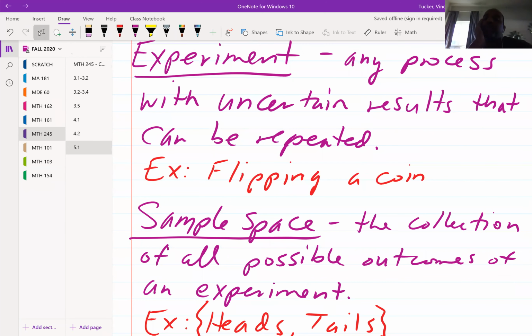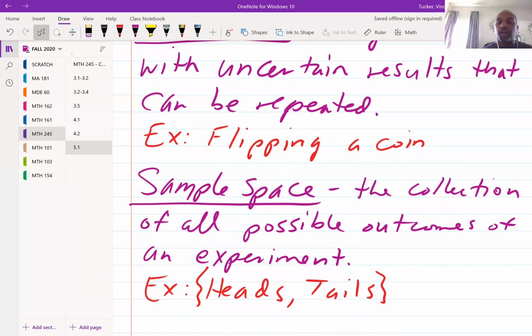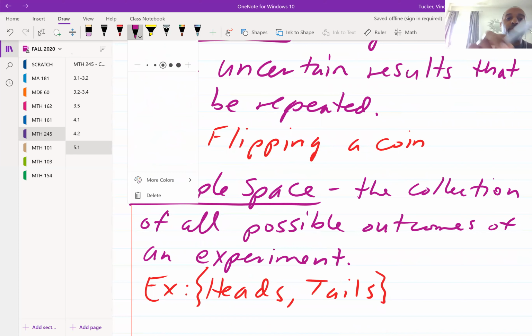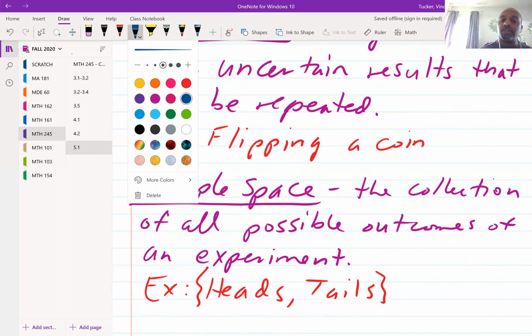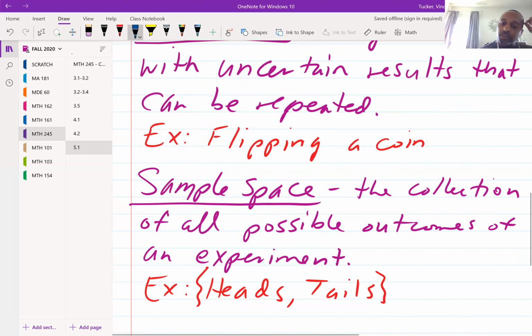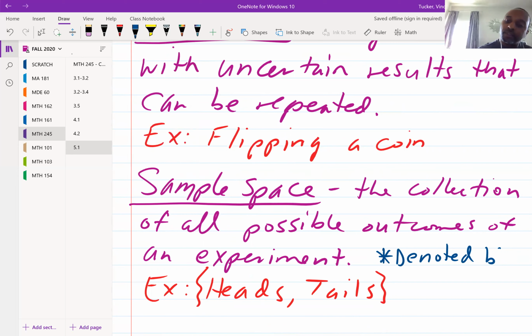All right, so an experiment is any process with uncertain results that can be repeated. An example of that is flipping a coin. Your sample space is the collection of all possible outcomes of an experiment. An example of that with reference to flipping a coin is heads and tails. Also, your sample space is normally denoted by capital S.